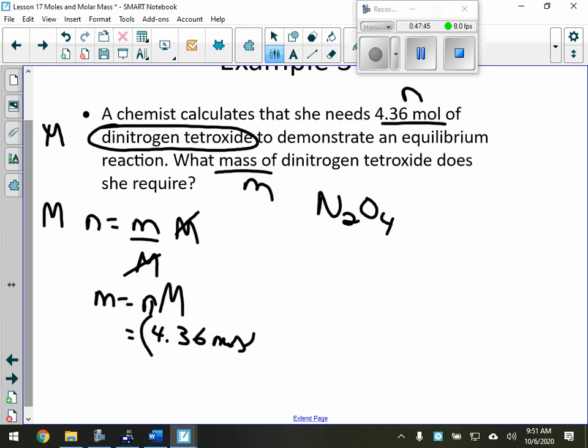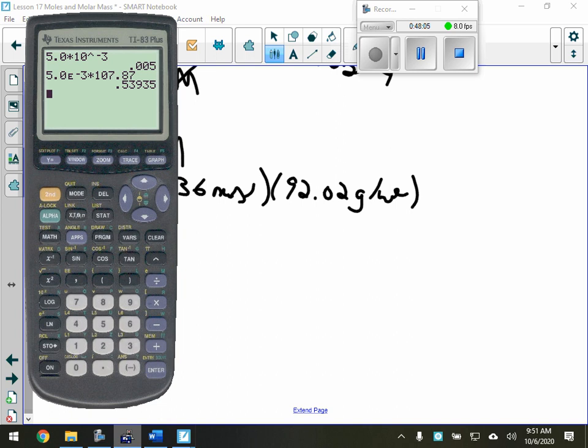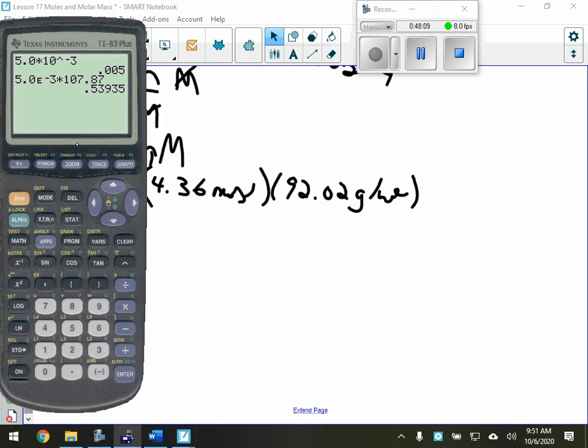So that's 64 and 28, I got this. 64 and 28, 92.02, yeah? 92.02 grams per mole. And we're going to multiply those together. I don't think I can do that in my head today. I barely can write down the right letters for crying out loud. So chances of that happening aren't good. 4.36 times 92.02.